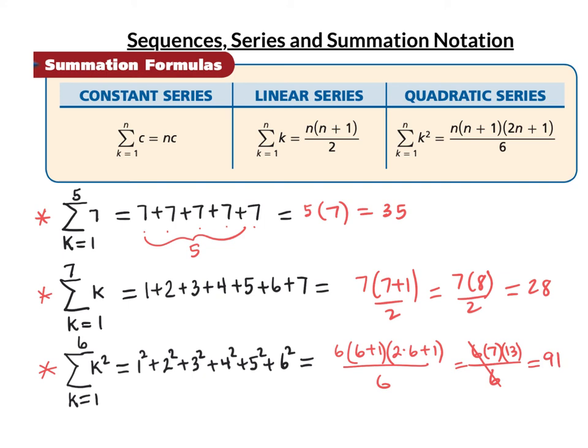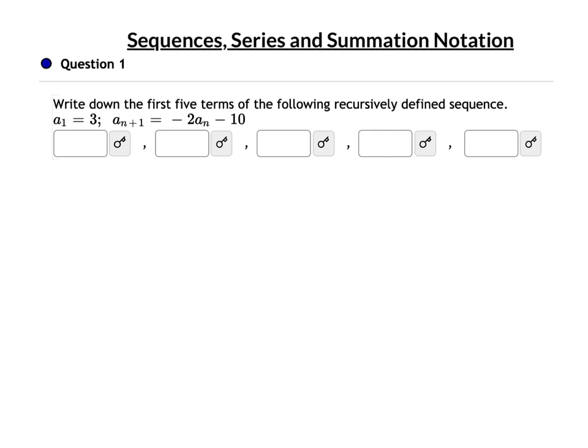The rest of this video is questions from your assignment. Question 1. Write down the first 5 terms of the following recursively defined sequence. They give us a sub 1, so that would be the first term. And a sub n plus 1, that's the next term, is equal to negative 2 times a sub n minus 10. In other words, this is negative 2 times 3 minus 10. That's negative 6 minus 10, or negative 16.